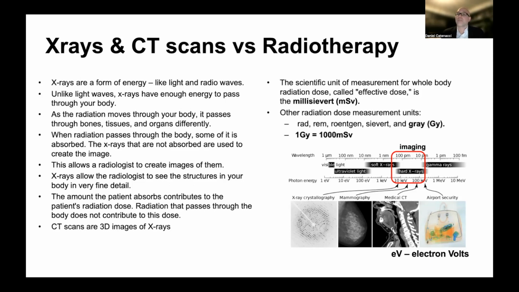The scientific unit of measurement for radiation, also called the effective dose, is called a millisievert. And there are other measurements for radiation that have been used, rad or rem or sievert, but also relevant to radiation oncology is something called a gray. And the conversion of a gray to a millisievert is that 1 gray equals 1 millisievert. And that becomes important in the next slides.